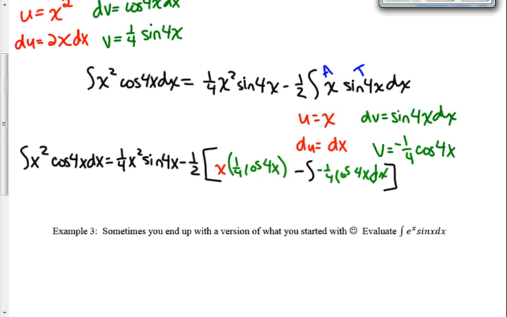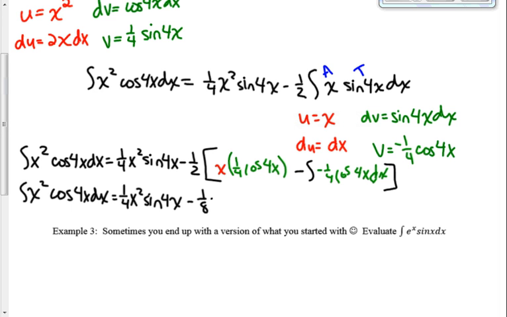So I have this now. I now need to make sure I distribute my negative 1/2 and deal with my antiderivative, which I'm going to try and do in this next line because I'm running out of room quickly. Okay, so we have 1/4 x squared sine of 4x. Then I have minus a 1/8 x cosine 4x. And then in here, this ends up being a positive, but the negative on the outside makes this a negative 1/8 integral of cosine 4x.